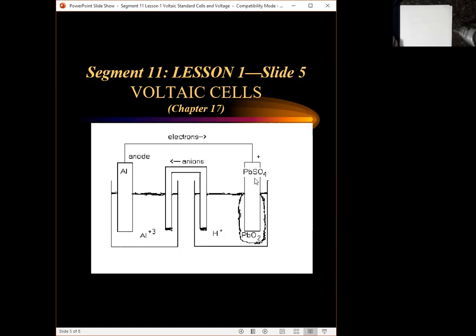But the lead sulfate reaction here is going to be the positive electrode, because we saw when aluminum comes out into the solution to make the +3 ion, its 3 electrons stay on that electrode. So this electrode, the aluminum electrode, is negative.